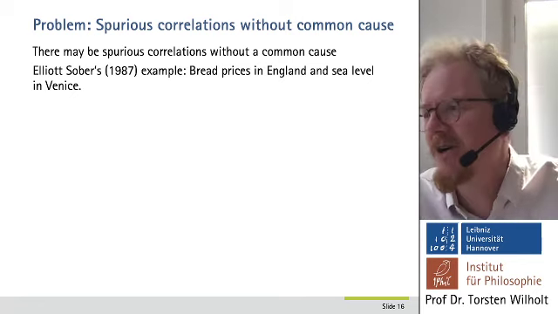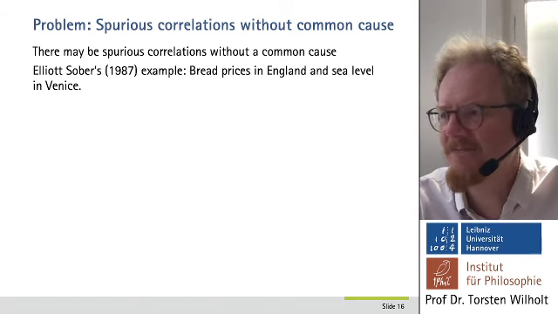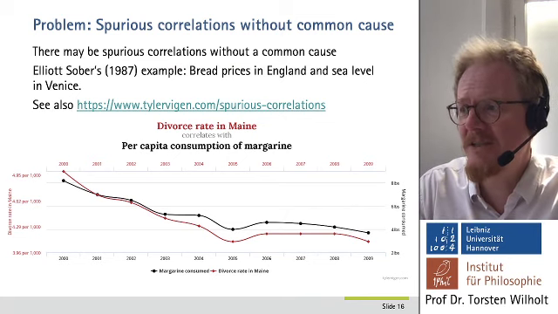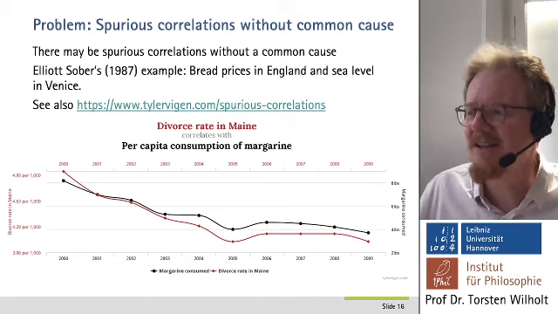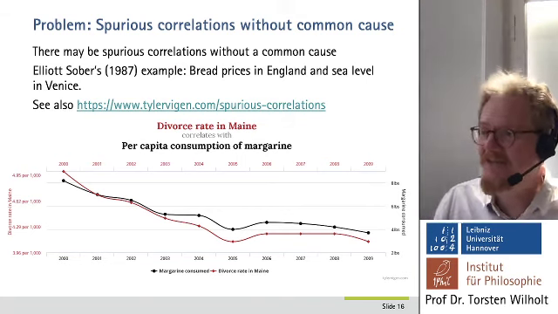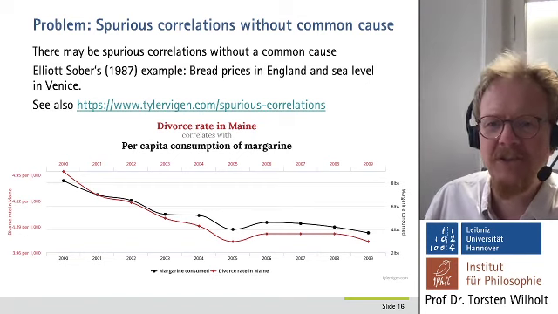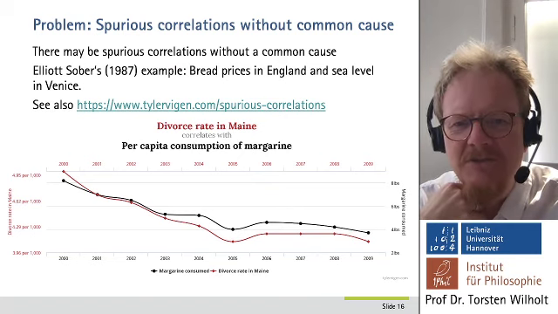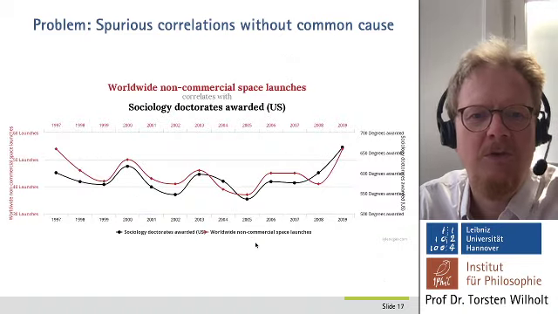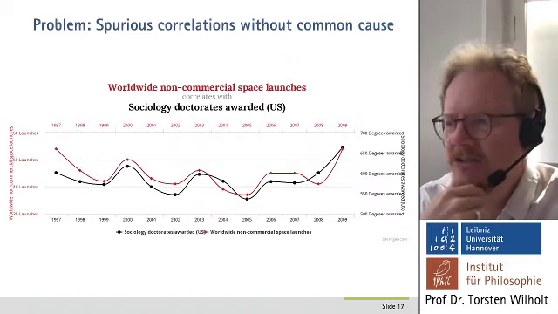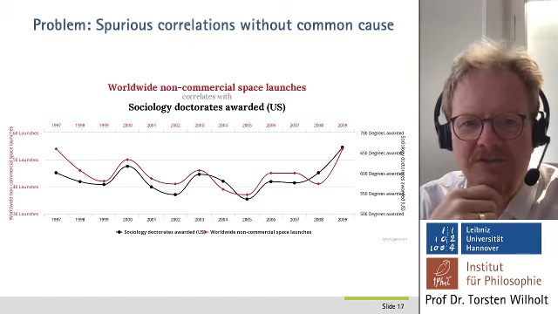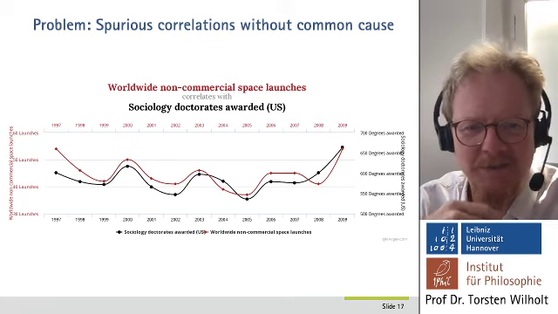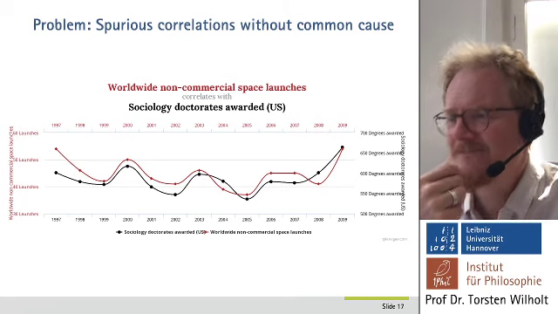And if you are looking for more examples, there's this guy named Tyler Vigen who has created a website with spurious correlations. What he does is he's tapping on different data sets and he's just looking for correlations. And if you have enough data sets, then you find some correlations. For example, for the available data between 2000 and 2009, the divorce rate in Maine correlates with per capita consumption of margarine. It correlates quite nicely, as you can see. Or also worldwide non-commercial space launches correlates with sociology doctorates awarded for all the available data that Tyler Vigen looked at between 1997 and 2009.